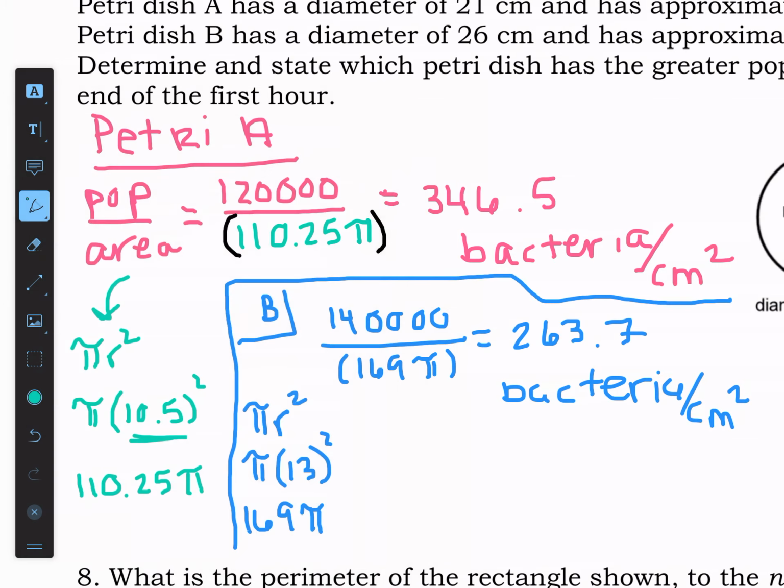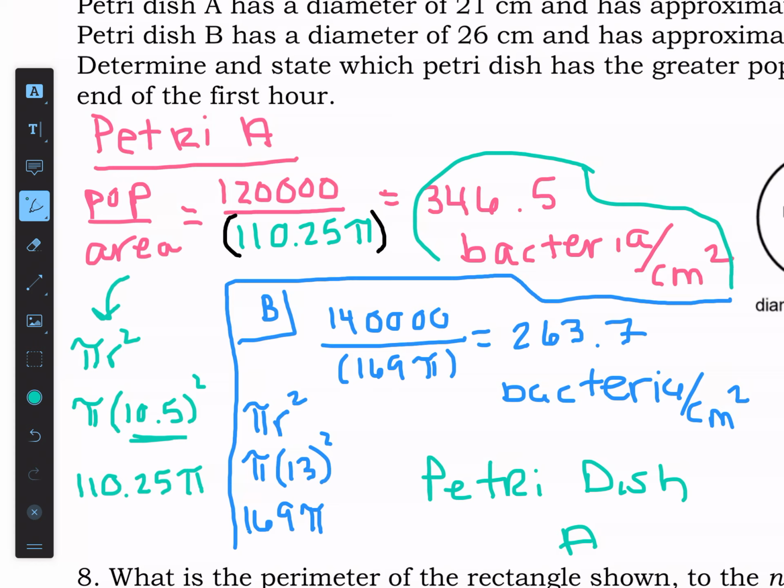Okay, so the petri dish that had a greater population density would be petri dish A. So I would just write your answer over here, petri dish A. Okay, because clearly there is more bacteria per square centimeter than petri dish B. So this is more dense, okay? All right. Very nice.